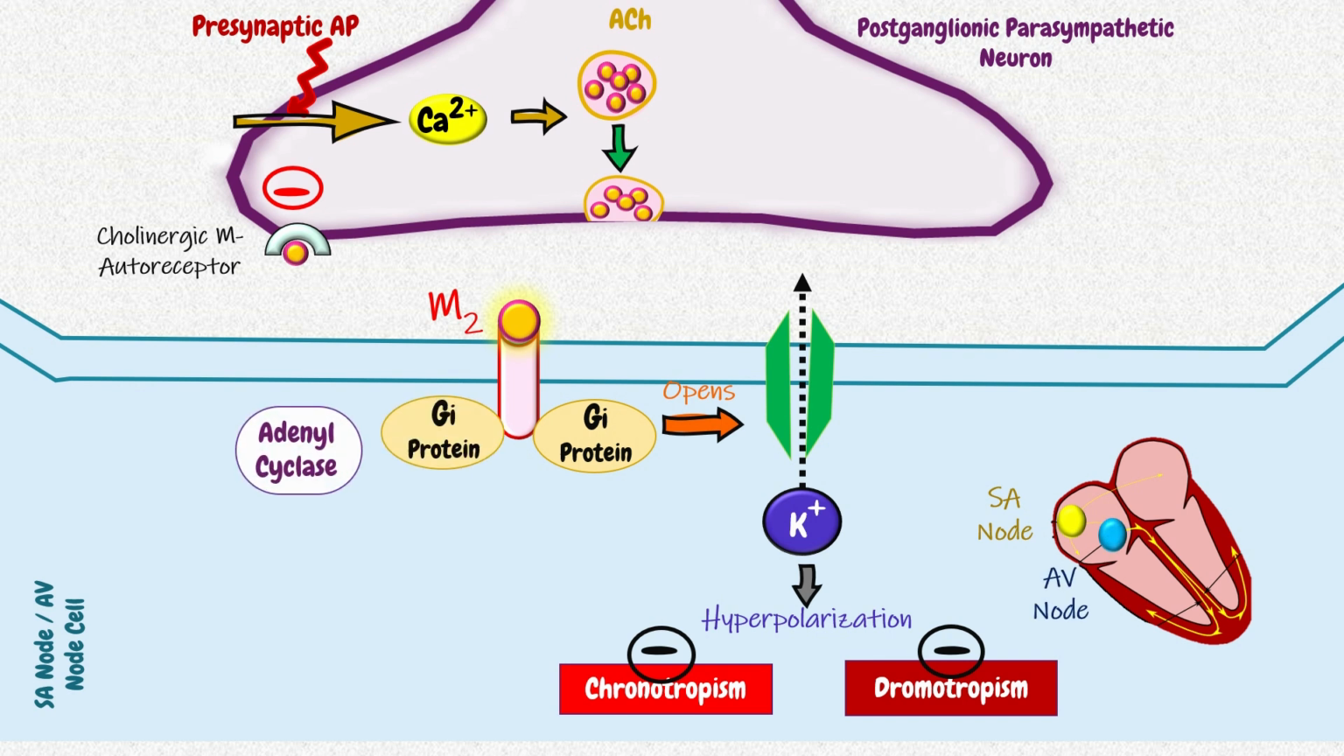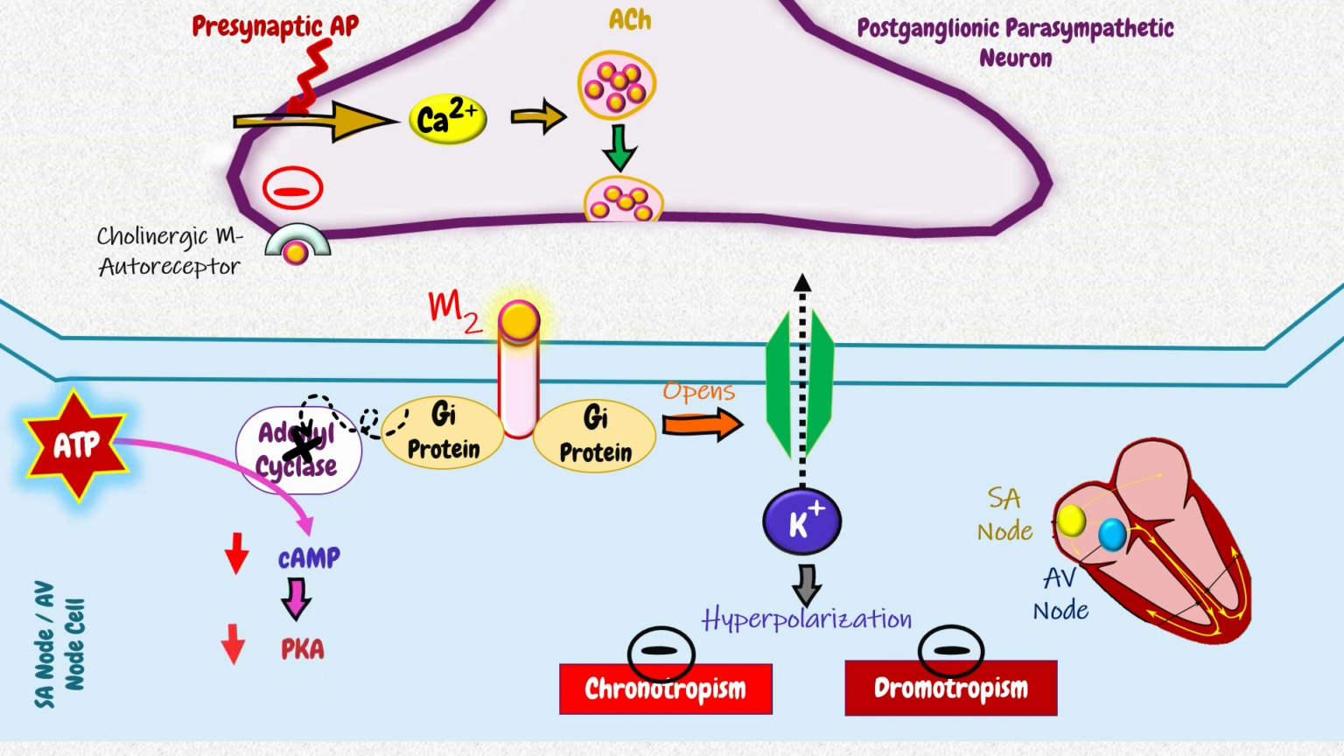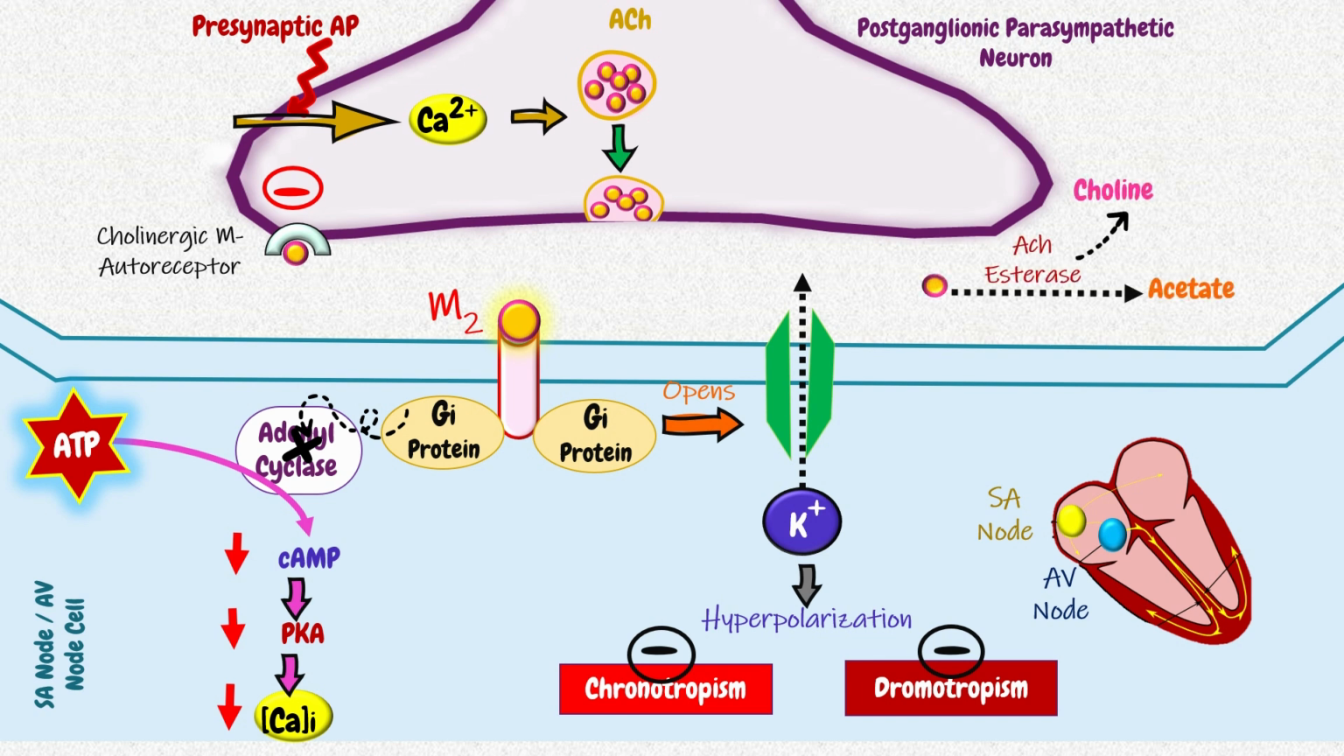The Gi protein also inhibits adenylyl cyclase, causing decreased conversion of cAMP from ATP, decreased protein kinase A, and thereby reducing calcium influx. Termination of acetylcholine action is achieved by acetylcholinesterase-mediated cleavage of acetylcholine molecules in the synaptic cleft. Approximately 50% of the liberated choline is reabsorbed by presynaptic nerve endings.